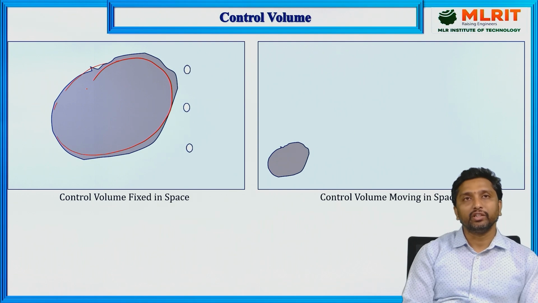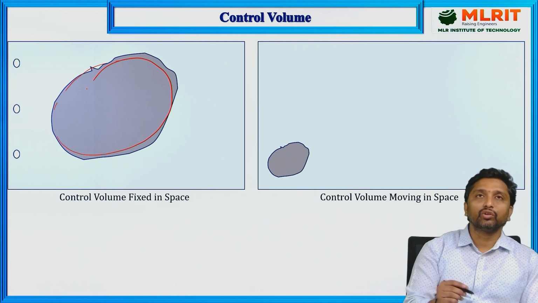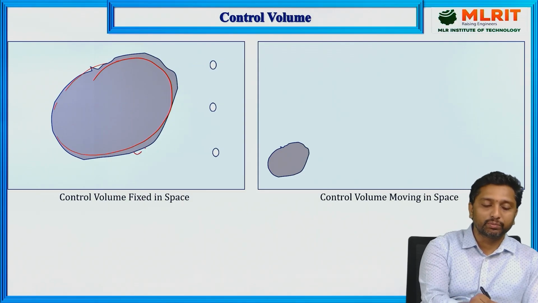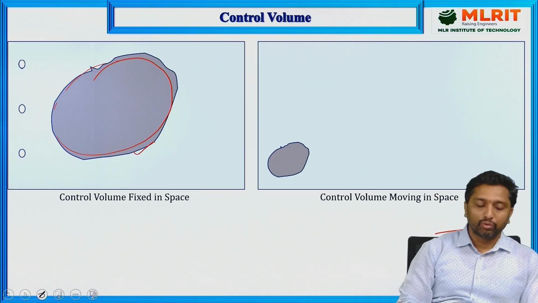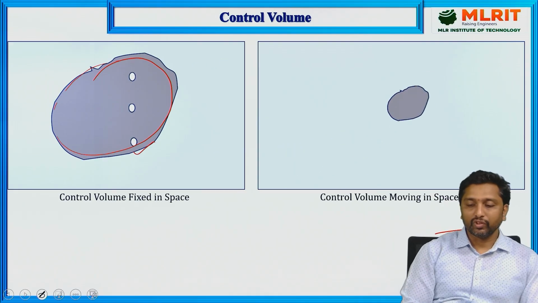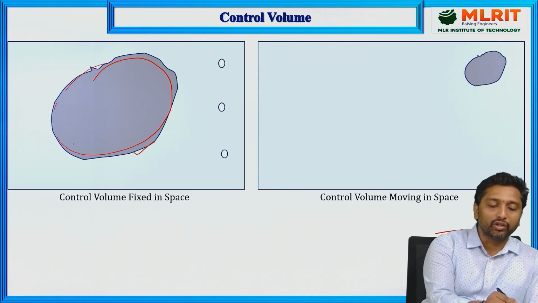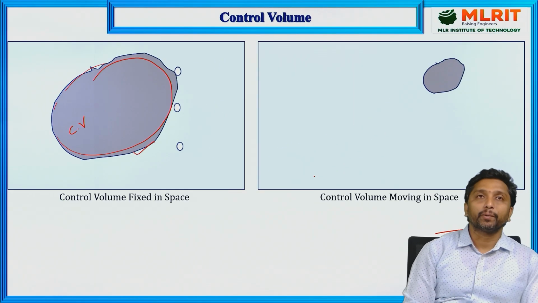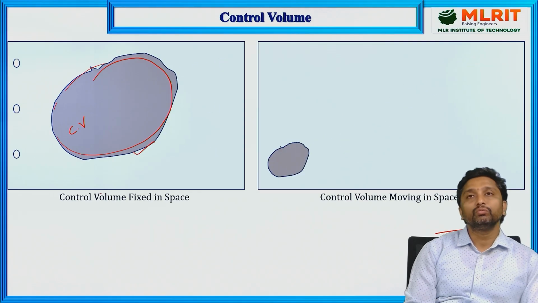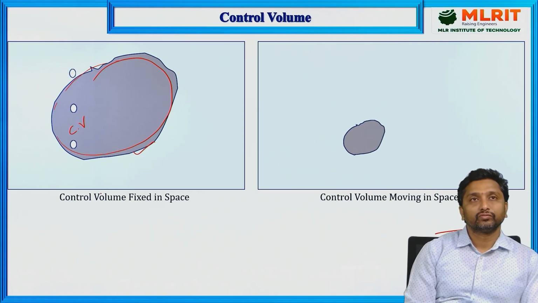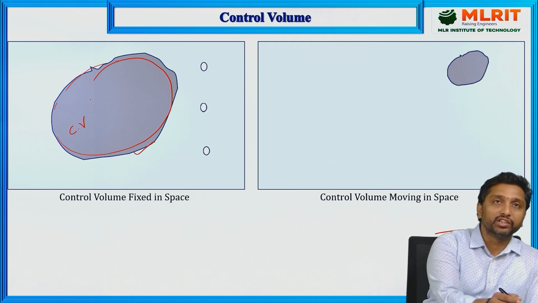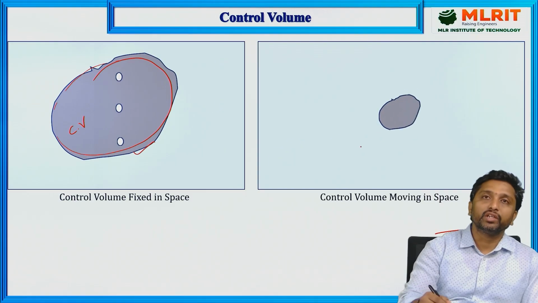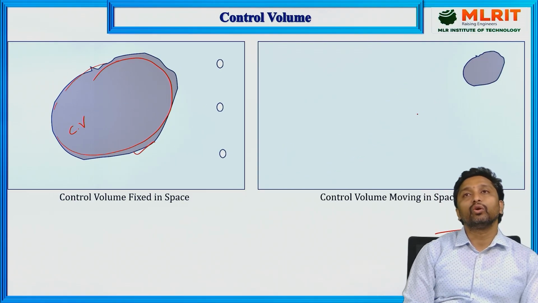That phenomenon is evaluated. Here you can see this control volume approach can be classified into two types. One is control volume fixed in space, the other one is control volume moving with space. Here this is the control volume, and here you can see it is moving from one point to another. So in the control volume fixed in space, the fluid particles are moving, whereas in the control volume moving with space, the whole control volume is moving along with the fluid.